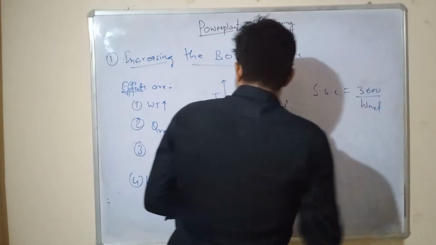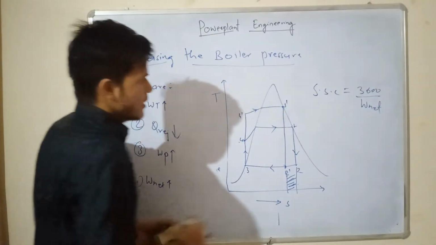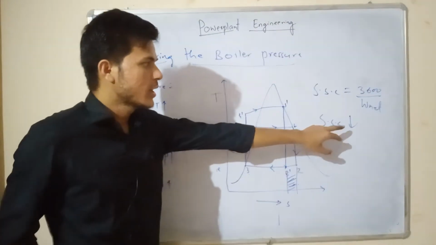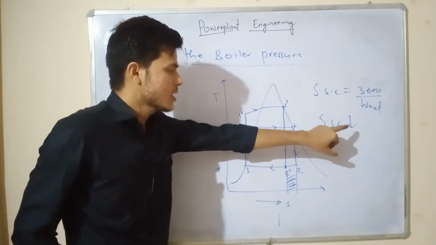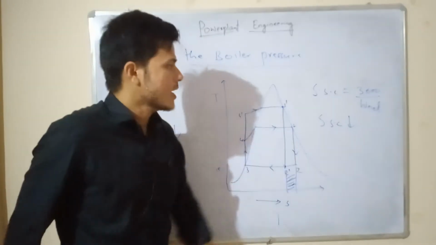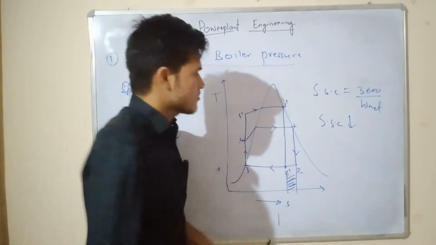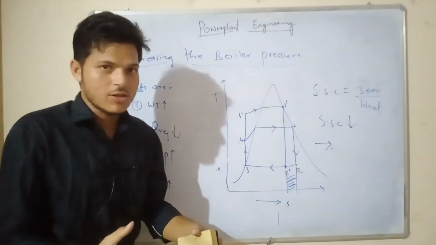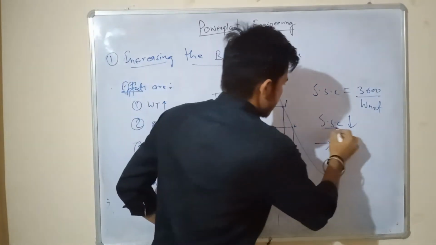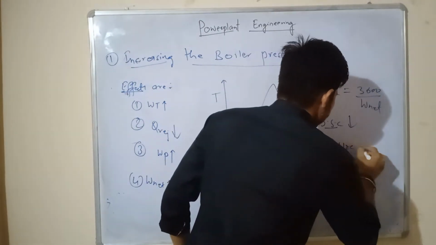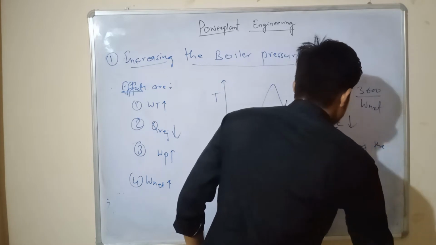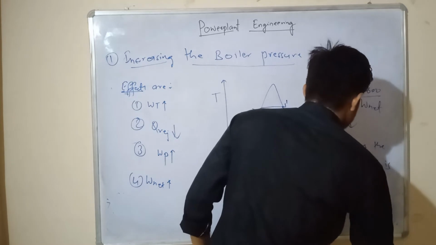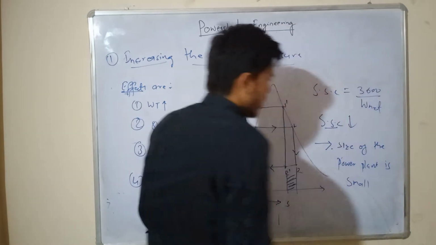So W net increases. It means that SSC also decreases. SSC also decreases. What does it indicate? It indicates the size of the power plant. So SSC decreases means the size of the power plant is small.